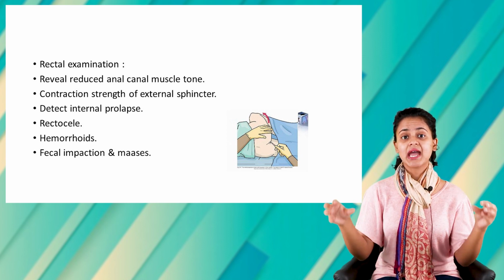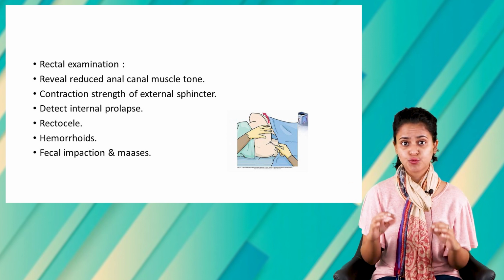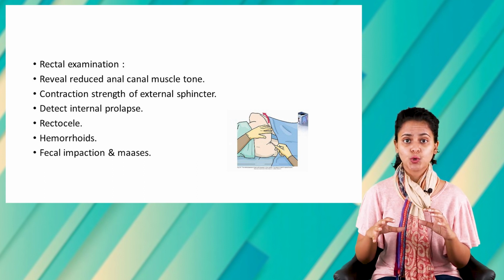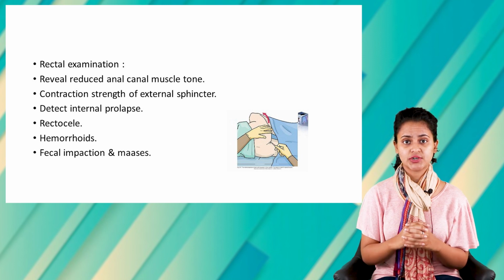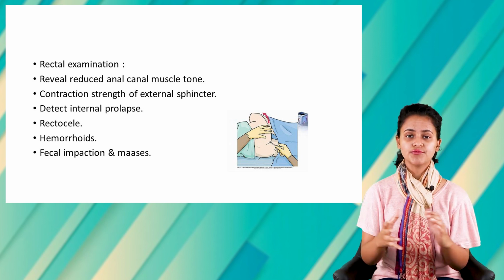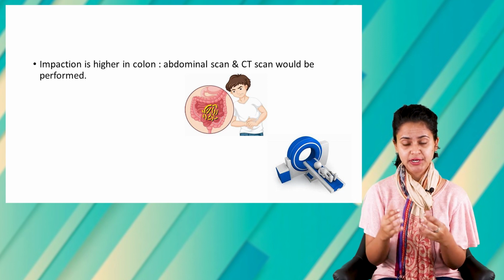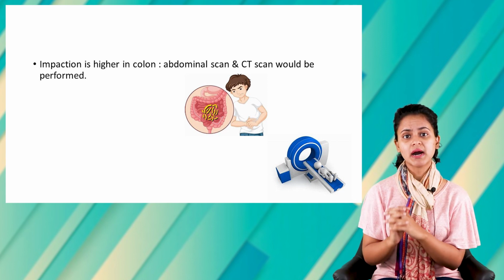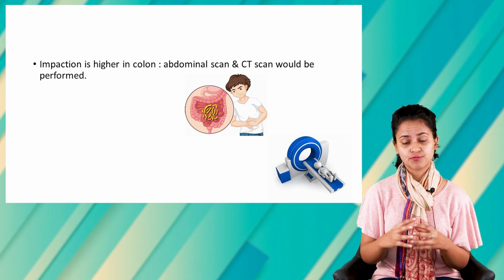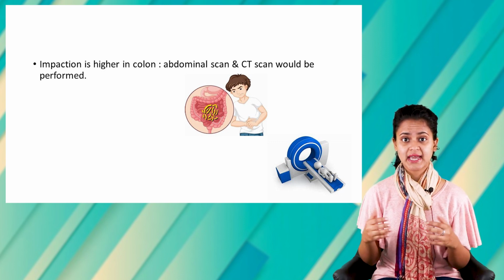Next, hemorrhoids are often present among clients, which ultimately can lead to the development of fecal incontinence. So, management of the hemorrhoids also plays a very important role in managing the symptoms of fecal incontinence. Even when performing the rectal examination, we should look for fecal impaction or the presence of fecal masses over the rectal region. Then, impaction in the higher colon will almost always be seen via an abdominal scan or CT scan of the abdomen.